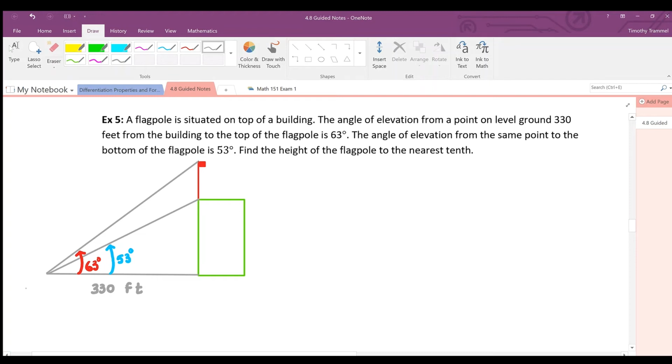And I will warn you before you try it, in this problem, the flagpole ends up being a very tall flagpole. So don't be surprised if the number comes out kind of large here. But go ahead and give it a try, and in the next video, we'll go over this problem.